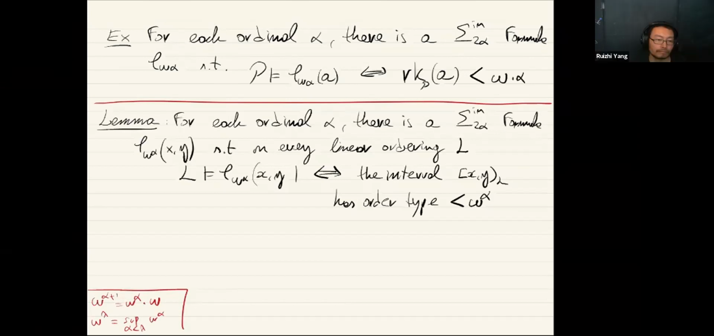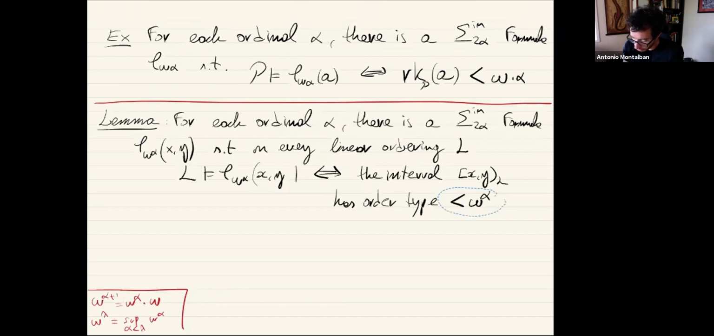So I'm saying the formula that order type is less than omega to the alpha means that the interval is well ordered and is an ordinal, a well ordering of order type strictly below omega to the alpha. And I'm saying we're going to find a formula of this complexity that has this property. How will you guys do that? The idea is to use transfinite recursion again.